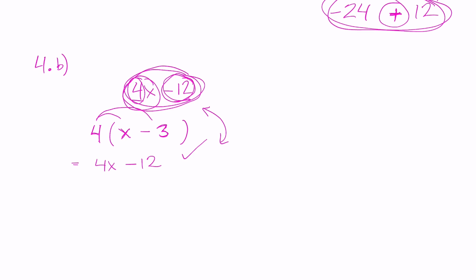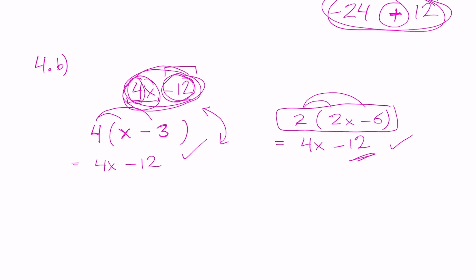Another way, instead of 4, I could have pulled out a 2. So 4x divided by 2, I'd get 2x, and then negative 12 divided by 2 would give me negative 6. So this is also a possible answer because if I expand this out, 2 groups of 2x would be 4x, and 2 groups of negative 6 would give me negative 12. So that works as well. So both are correct answers here.